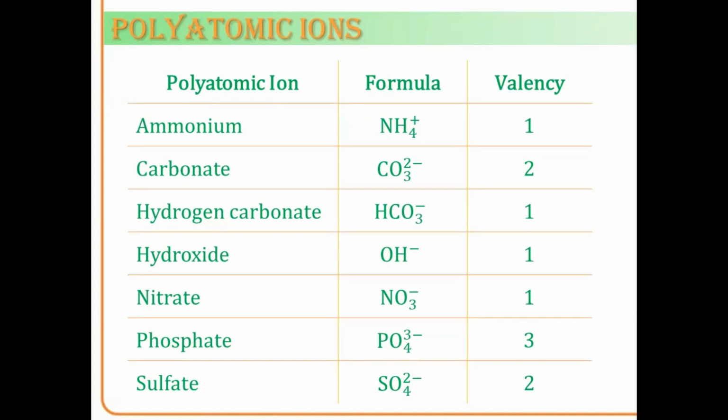I have a few here, there are a few more, but if you learn just these ones, you will be able to write formulae for most ionic compounds that you're going to come across. I have ammonium, carbonate, hydrogen carbonate, hydroxide, nitrate, phosphate, and sulfate. These are the most important ones, and then you just have to learn this off memory because you are not going to be provided with these ones in the exam.